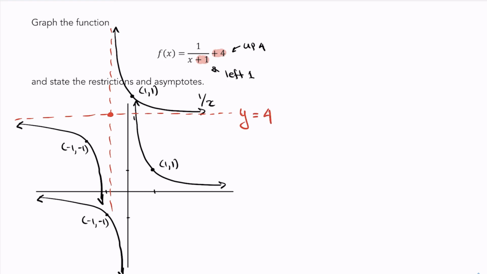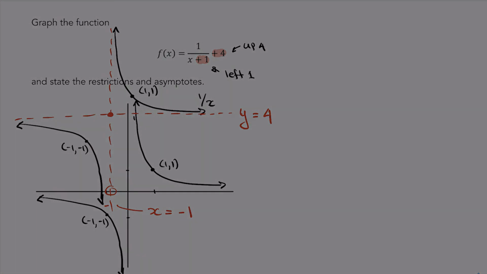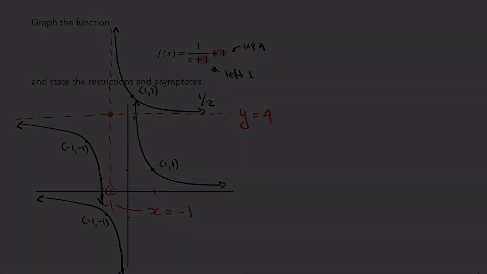And the vertical asymptote, which will be over here, it will be x equals -1. That's -1 over there. There you have it. There is your transformed reciprocal function.